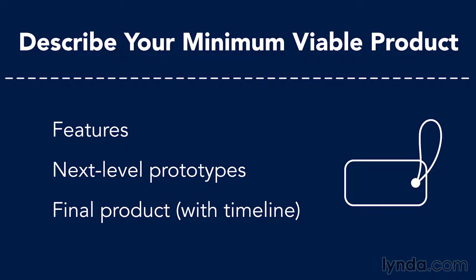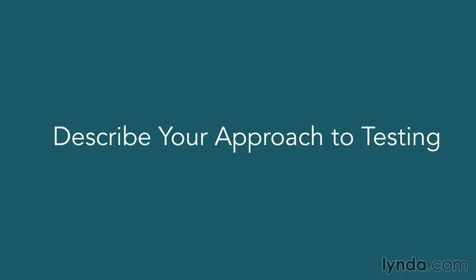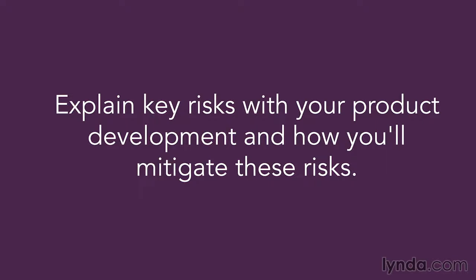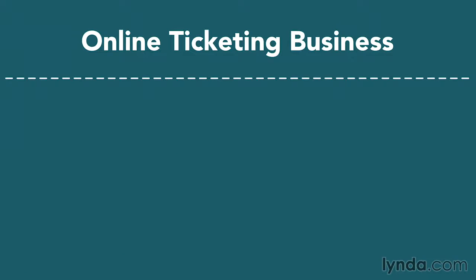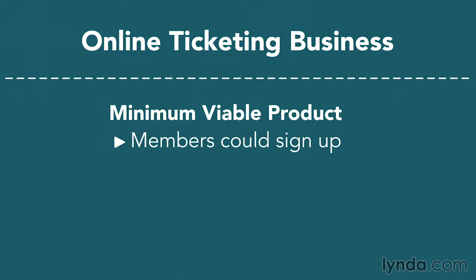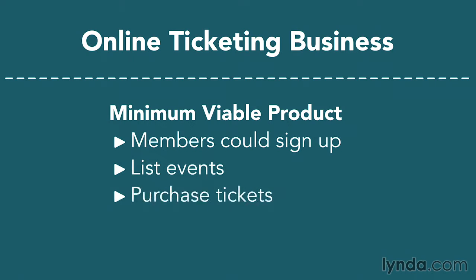The business plan should also describe your approach to testing, research and development, and what that future product roadmap will be. Explain the key risks in your product development lifecycle and how you are going to mitigate or account for those risks. For example, at one point, I ran an online ticketing business. Our initial minimum viable product had 3 features. Customers could sign up for the service, we could list the events we were giving discounts to, and people could hit the buy button and go purchase their tickets. That's it. It was a very bare bones product.